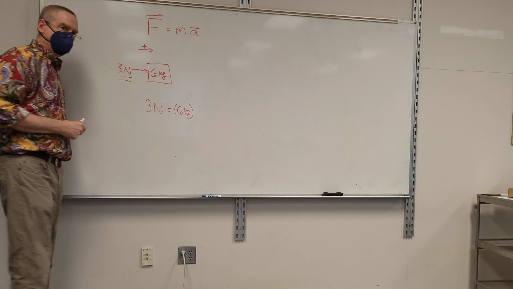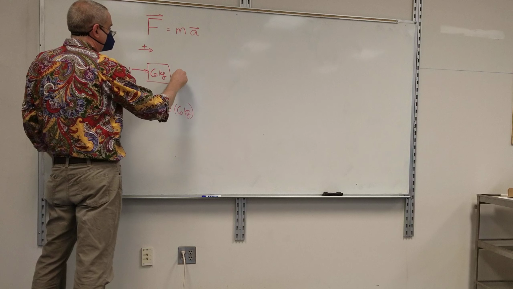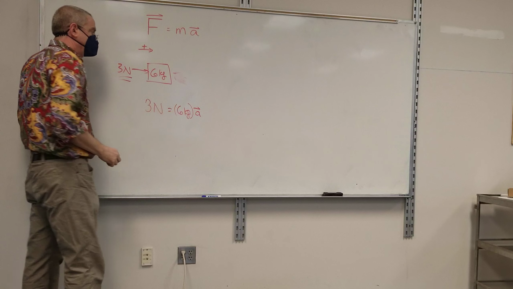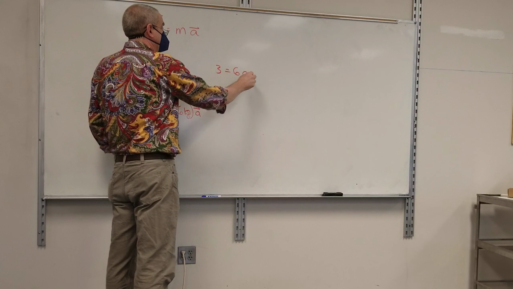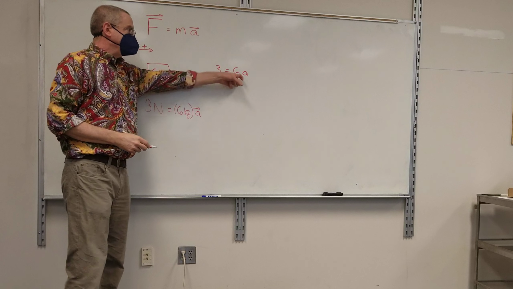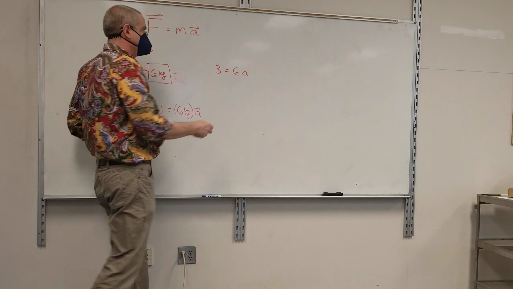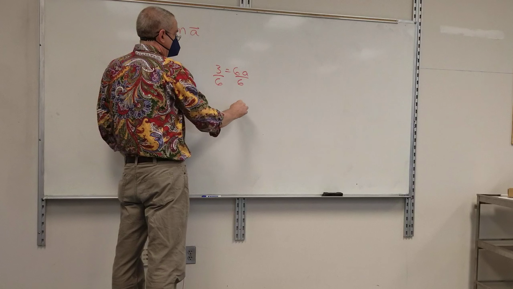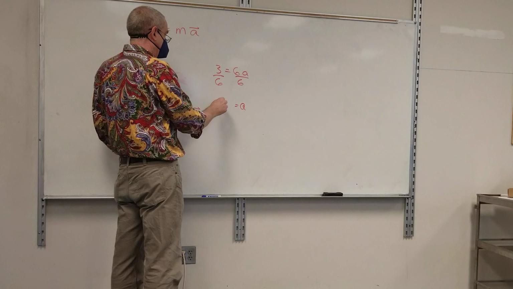And how do you know that's my mass? Times acceleration. So the math problem I'm dealing with is 3 is equal to 6a. That's the math problem. How do I solve for a? Divide by 6. Yep, I'm trying to get a by itself, so divide by 6. And so a is equal to 3/6 or 1/2 or 0.5 or however you want to express that.